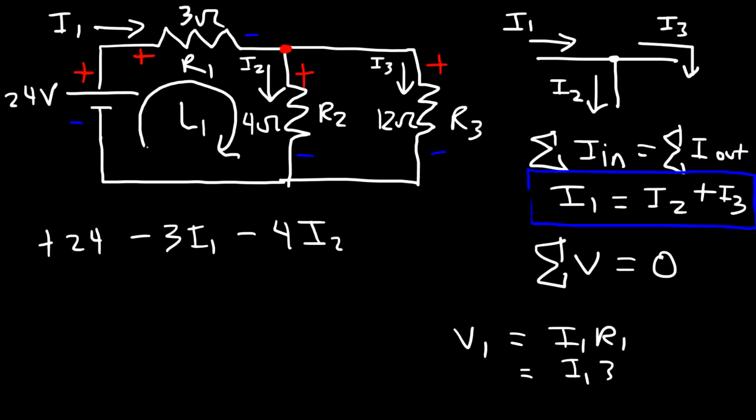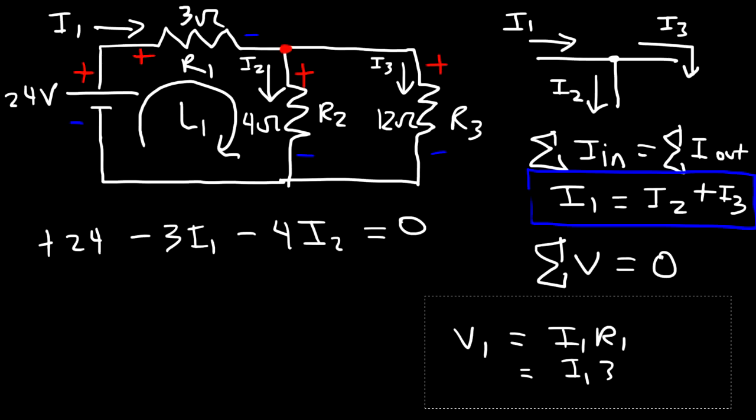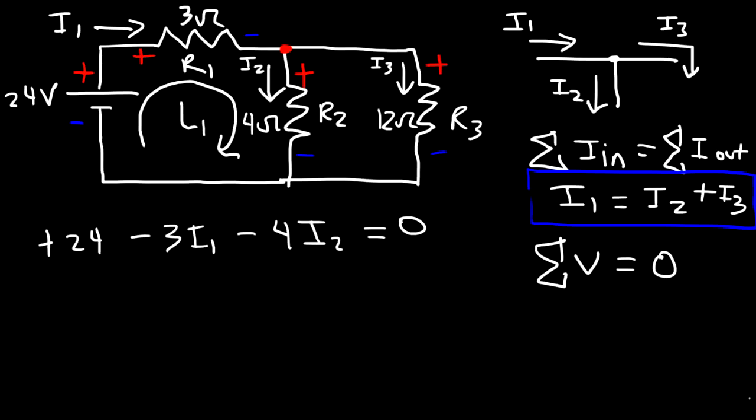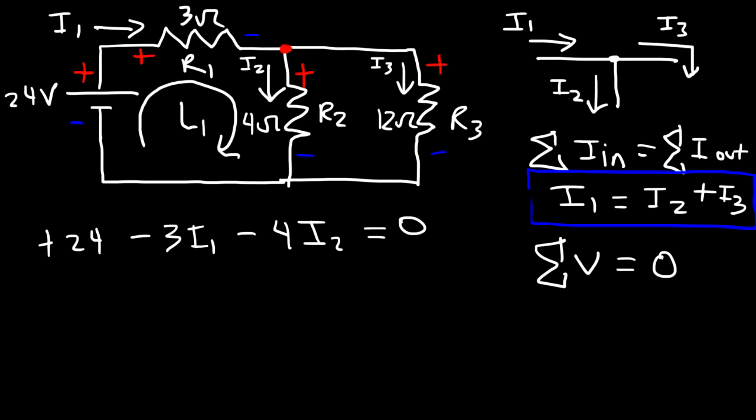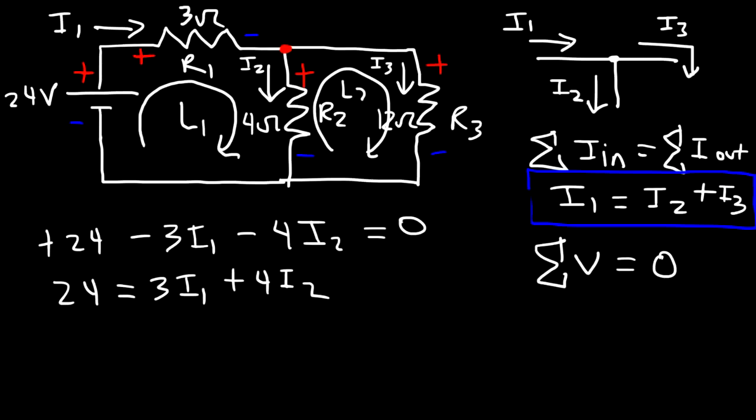And so now we've completed loop 1. So we're going to set this equal to 0. Now what I'm going to do is take these two terms and move it to this side. So we have the equation 24 is equal to 3I1 plus 4I2. Now let's move on to the second loop. So we're going to go in this direction. That's going to be loop 2.